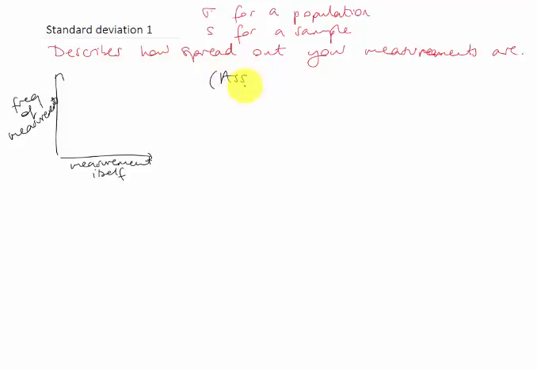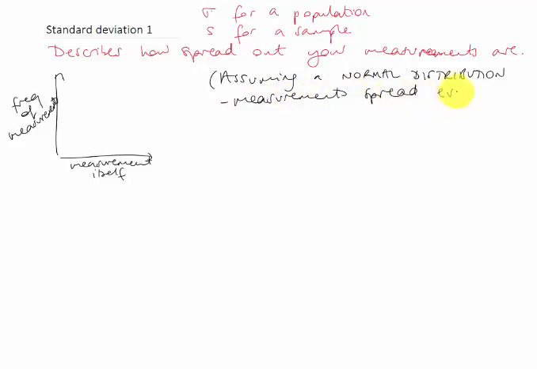And I'd like to point out that this is assuming a normal distribution, which you'll hear about elsewhere, but it implies that measurements are spread evenly around the mean. So let's imagine an example which has two different populations, each with the same mean. So the mean would be here, but we could have two very different populations with that same mean.